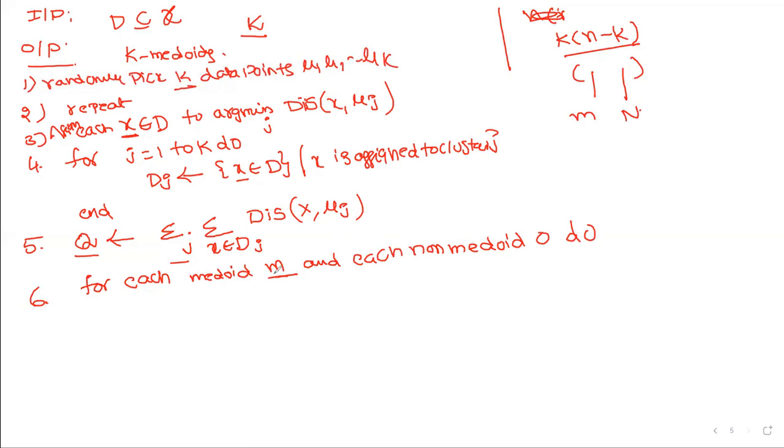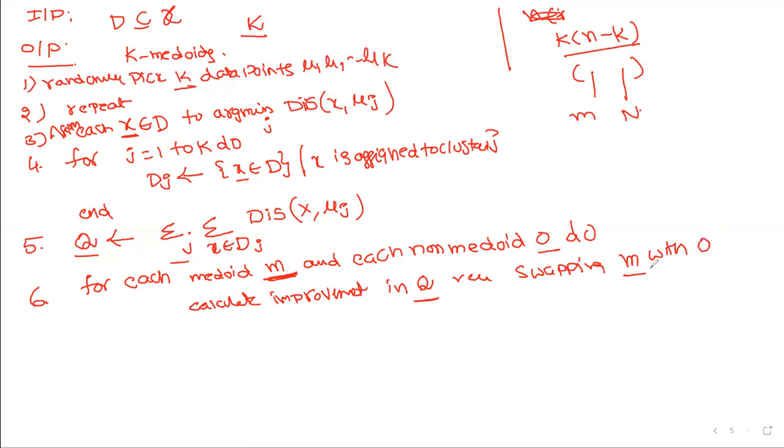So assume M is the medoid, O is the non-medoid. Then what am I doing? Calculate the improvement in Q resulting from swapping M with O. That means if you swap the medoid and the data point, and there is any improvement in the quality of the cluster, perform the swapping operation. The process is repeated for all the pairs.